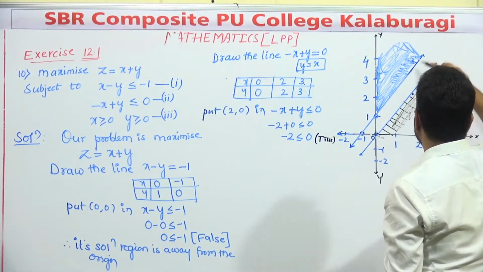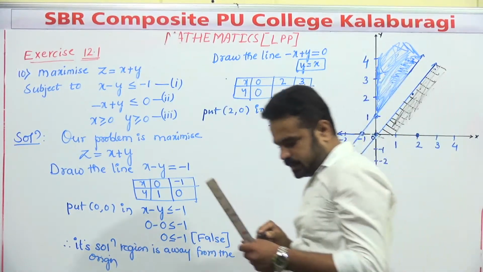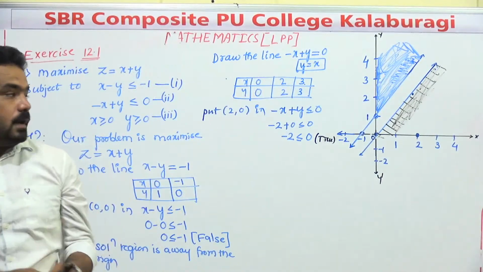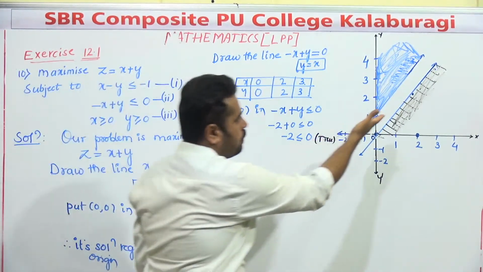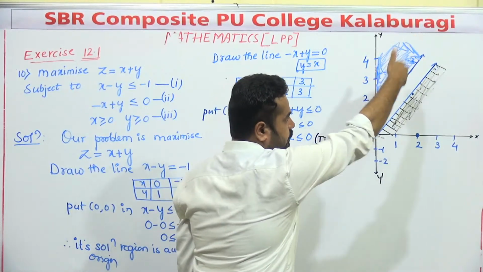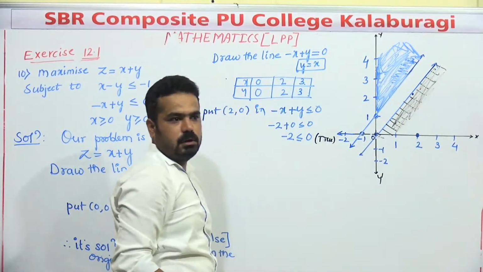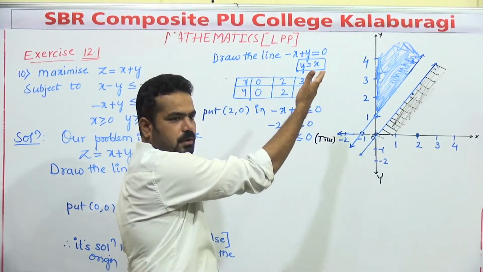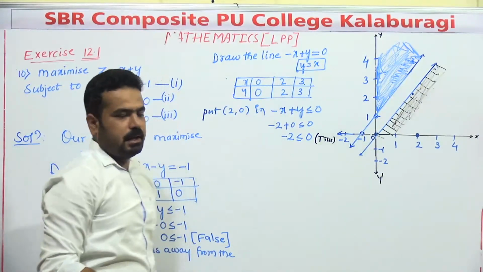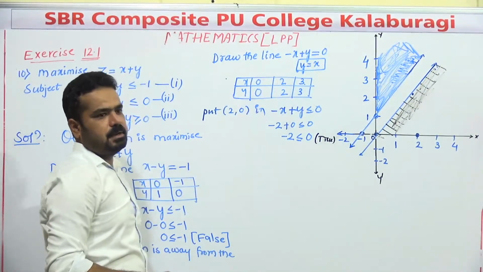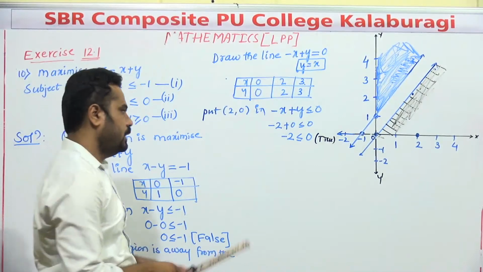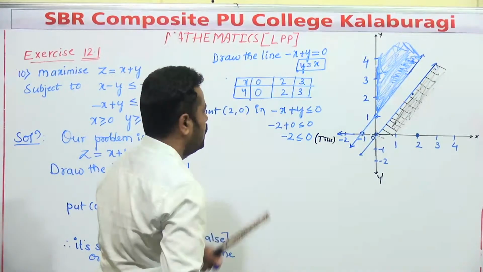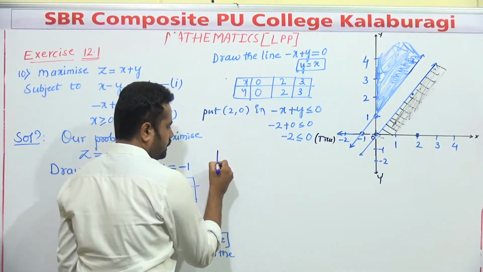These two lines are parallel. Check whether we will get a feasible region, whether we are getting a common region. No. Therefore, here we don't have any feasible region. If you don't have any feasible region, we don't have any maximum value. Clear? Here no feasible region.